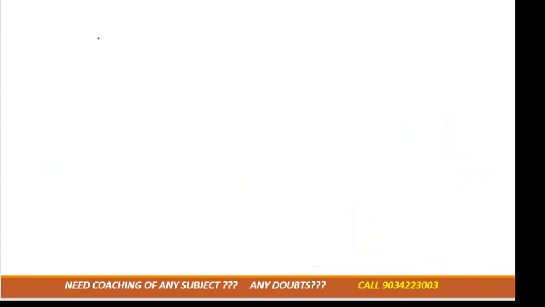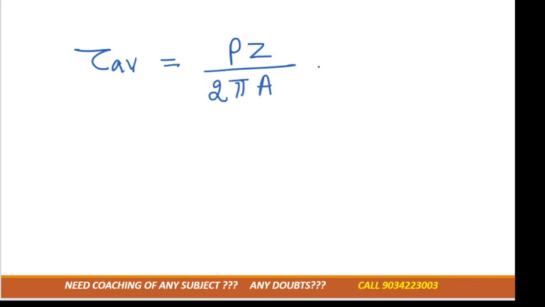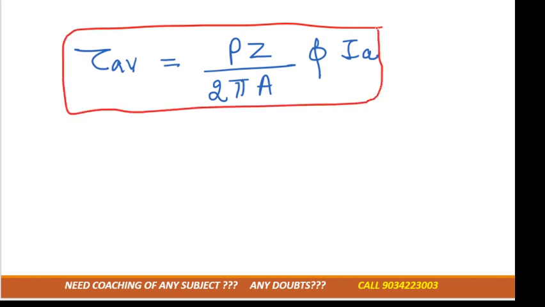Write down the torque formula, because they ask you to calculate torque. The average torque formula is PZ divided by 2πA multiplied by Φ into Ia. Okay, note down this formula. Again, P is the number of poles, Z is the armature conductors. These are constant terms, which can be represented by K. We know the value of phi and we know the value of Ia.